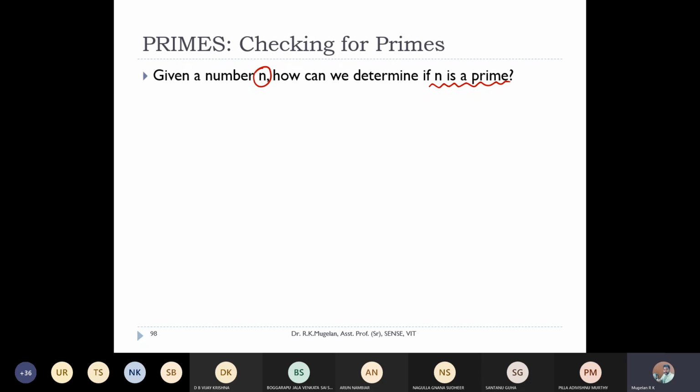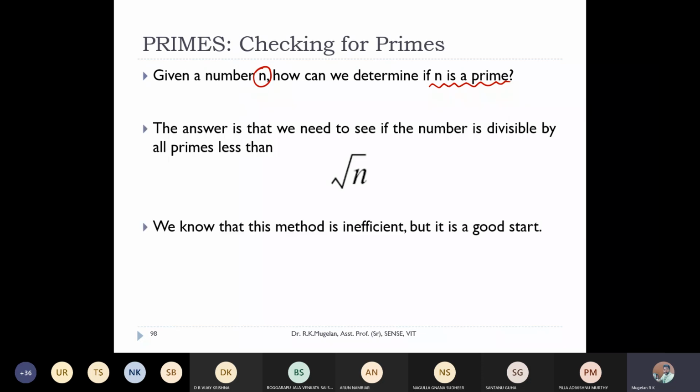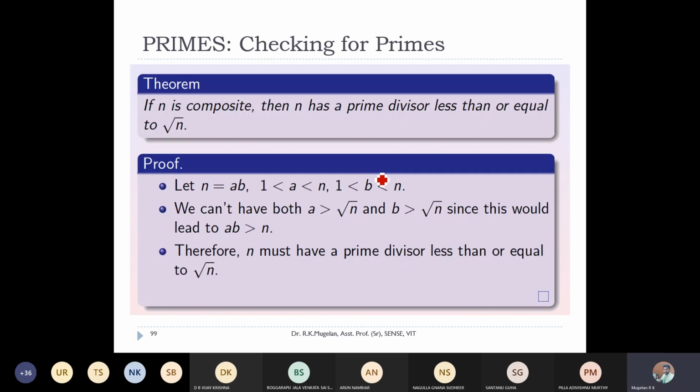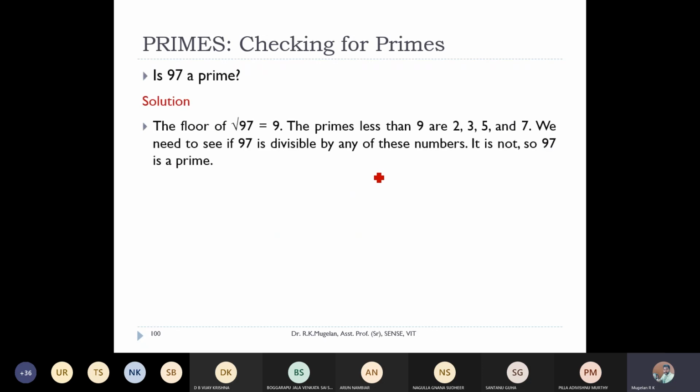Now, another easiest way, but an inefficient way, is to find it by finding the root of a particular given integer. If you have that number, take the square root of that number and find the numbers which are less than that root. For example, suppose I am giving you the number 97 and asking you to tell me whether 97 is a prime number or not.